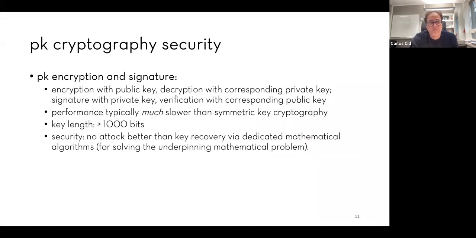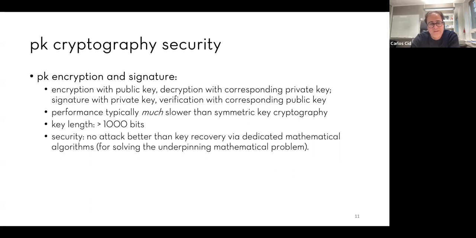Okay, so how do we consider public key cryptography security? Encryption is with a public key, decryption with the corresponding private key. Signature is the inverse: you sign with the private key and verify with the corresponding public key. The performance of public key cryptography is much slower than symmetric key, because you do mathematical operations. And also the key length. When I talked about symmetric key encryption, I said between 128 and 256 bits. The key length for public key cryptography is much larger, because there are some shortcuts. You don't try every key, you don't do exhaustive key search, but rather you try to solve the mathematical problem.